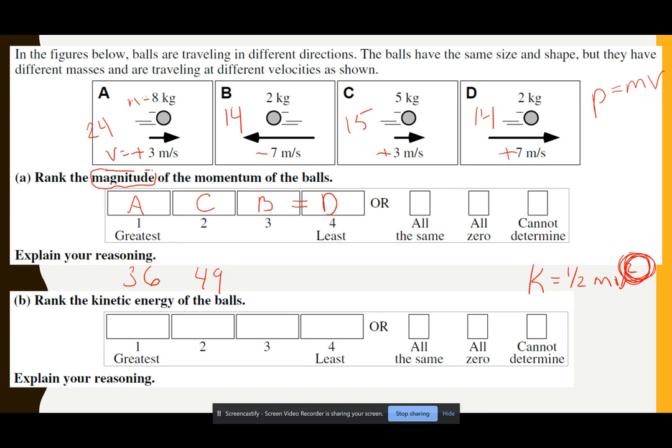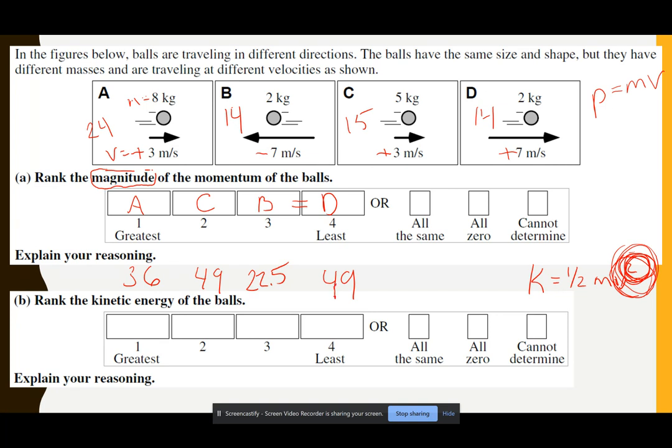48. Now, what if you do a negative? So if I did 0.5 times 2 times negative 7 squared, does that change my answer? No, it doesn't, because your energy actually is a scalar, and it does that, again, because of that squared aspect there. Now we're just going to do 1/2 times 5 times 3 squared. So that gives you a 22.5. And then a 1/2 times 2 times 7 squared gives you a 49 again.